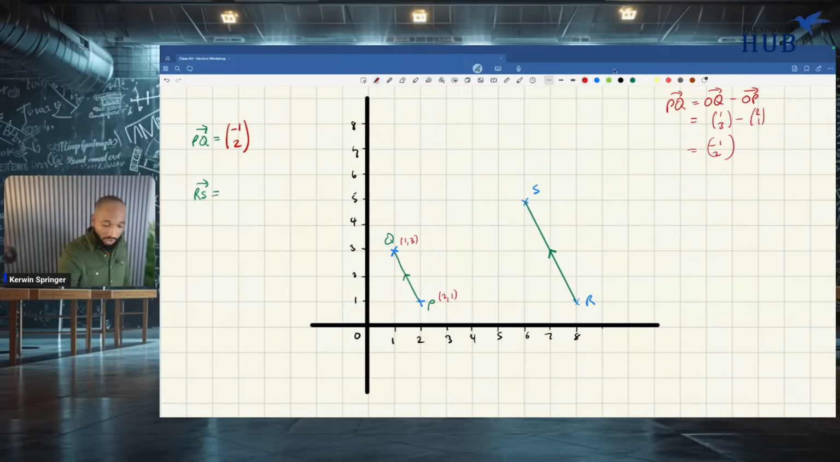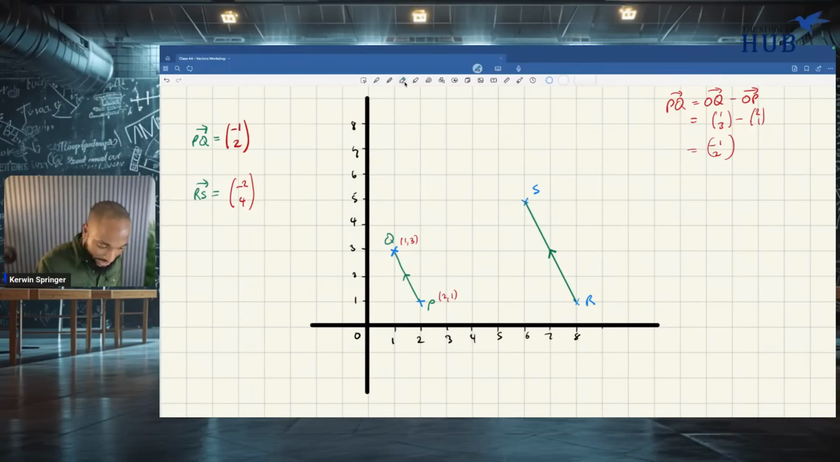What is RS now? Oh, you mean you thought I said QP and I wrote PQ here, right? Anyhow, RS is negative 2, 4. Can you see the similarity? Can you see that RS is simply 2 times PQ? And can you also see that because of that it's parallel? Now you understand what I mean?